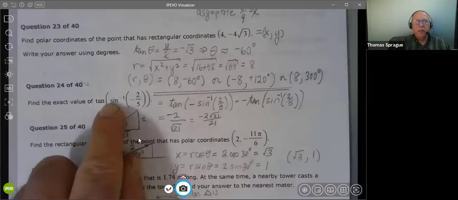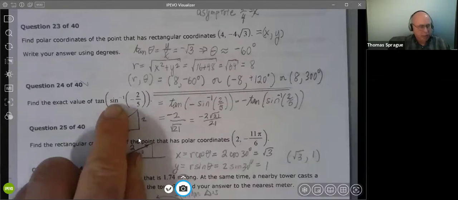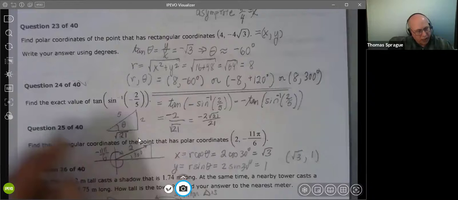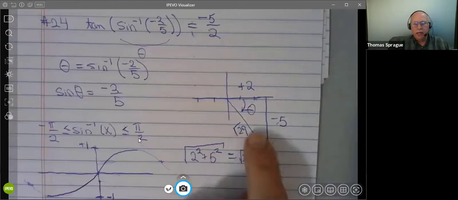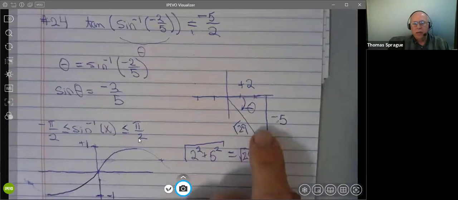Okay, anybody have a follow-up to that? What exactly was the question? I had to step out for a sec. The question is find the tangent of the inverse sine of -2/5. And the strategy to solve it was draw a picture of this angle that has a sine of -2/5.